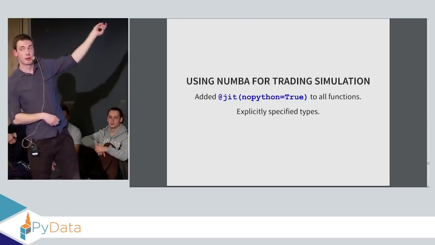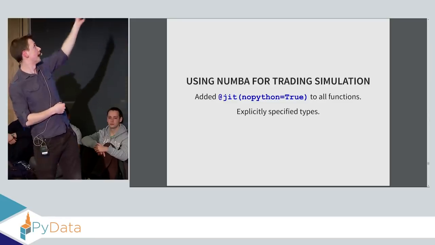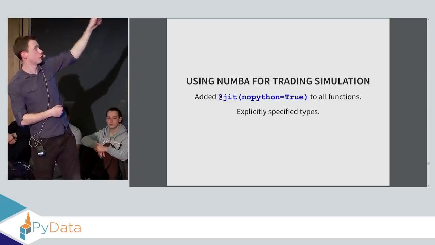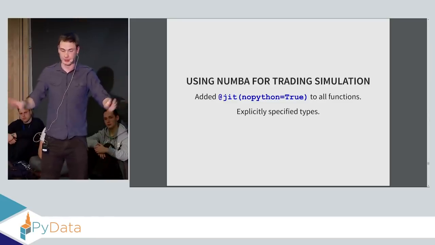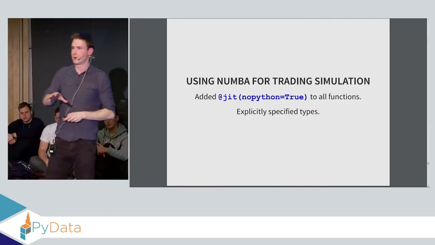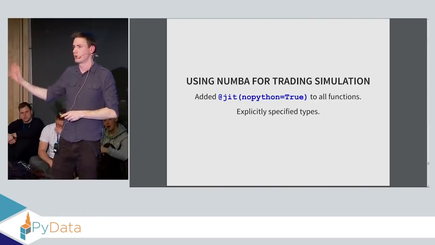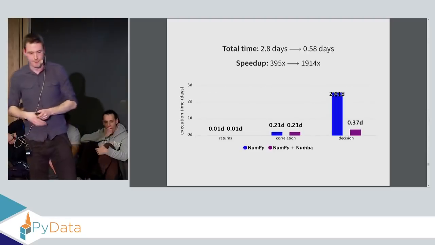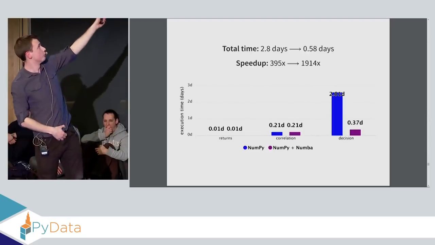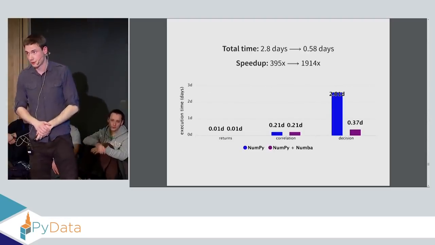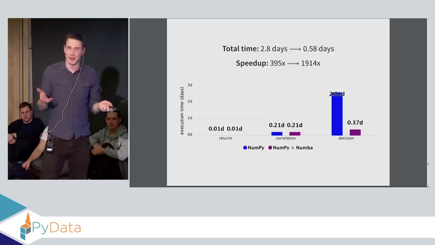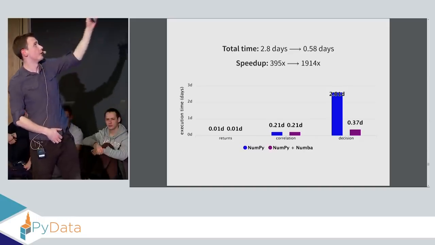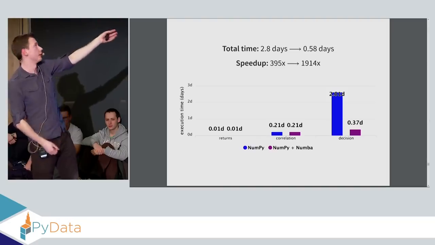So when we use this for the trading simulation, we're adding @jit nopython equals true to all the functions that do any kind of computation. And just in case, we're explicitly specifying the types, because sometimes Numba's type inference can be a bit iffy. We get this. So we take it from 2.8 days to 0.58 days. So now it's taking roughly about half a day. And the speedup from the original pure Python implementation is 1,900.